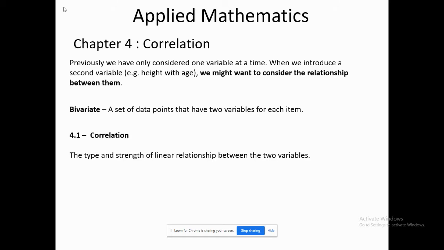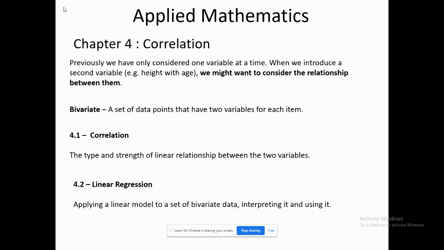Right, in 4.1, which is this video, we're going to look at correlation, and the definition of that is the type and strength of linear relationship between the two variables. Then in the next video, in 4.2, we're going to look at linear regression, which is applying a model to that data so that we can interpret it and use it to interpolate different values.